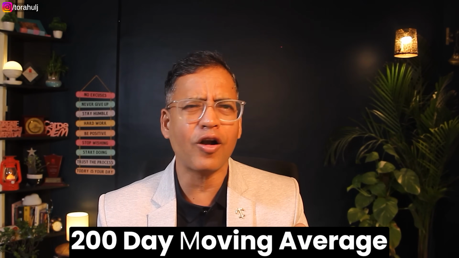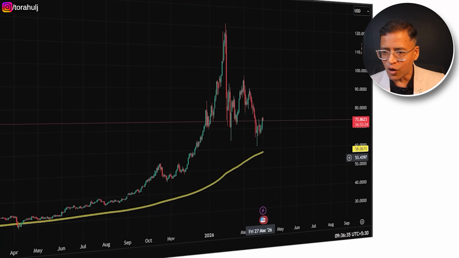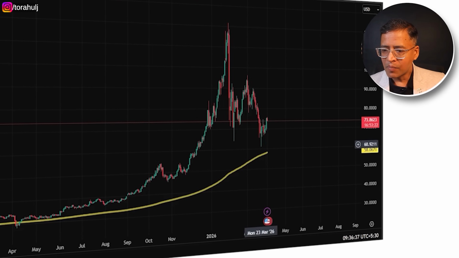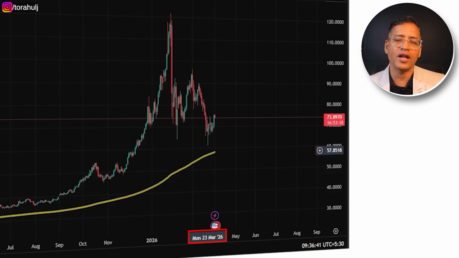And at that time I said, you have to look at one important parameter, which is the 200 days moving average. A lot of people in comments mocked me. They said silver is not coming to the 200 days moving average. Guess what? It has almost got closer. Can you see here? On 23rd of March 2026, it was almost about to touch the 200 days moving average. So the point is, do not mock anybody when they are showing you some data points.